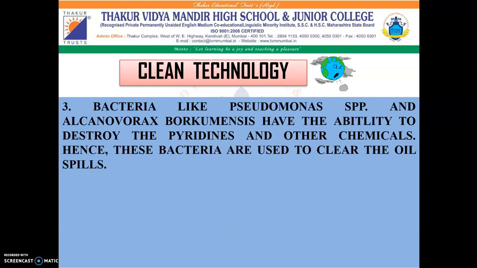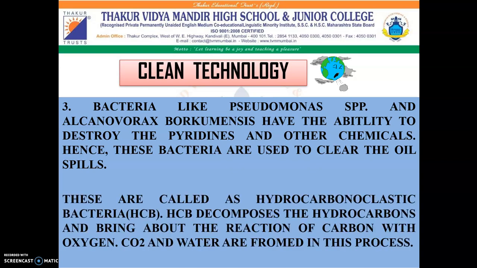Bacteria like Pseudomonas spp and Alcanivorax borkumensis have the ability to destroy the pyridines and other chemicals. Hence, these bacteria are used to clear oil spills. These are called hydrocarbonoclastic bacteria. HCB, that is hydrocarbonoclastic bacteria, decompose the hydrocarbons and bring about the reaction of carbon with oxygen. Carbon dioxide and water are formed in this process.